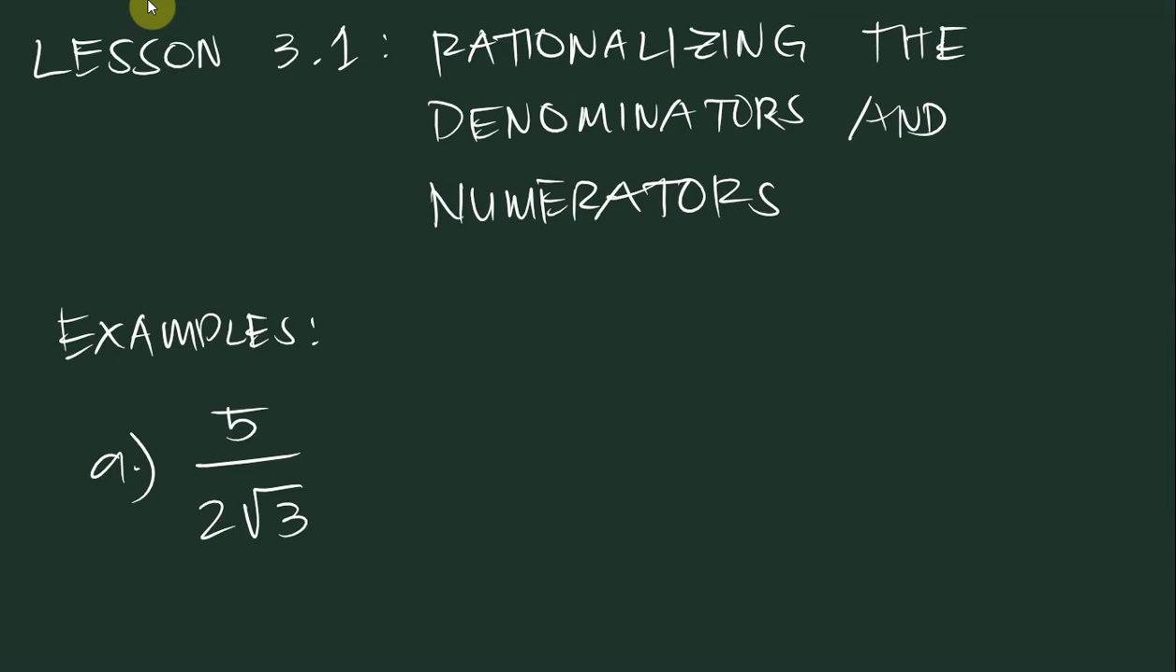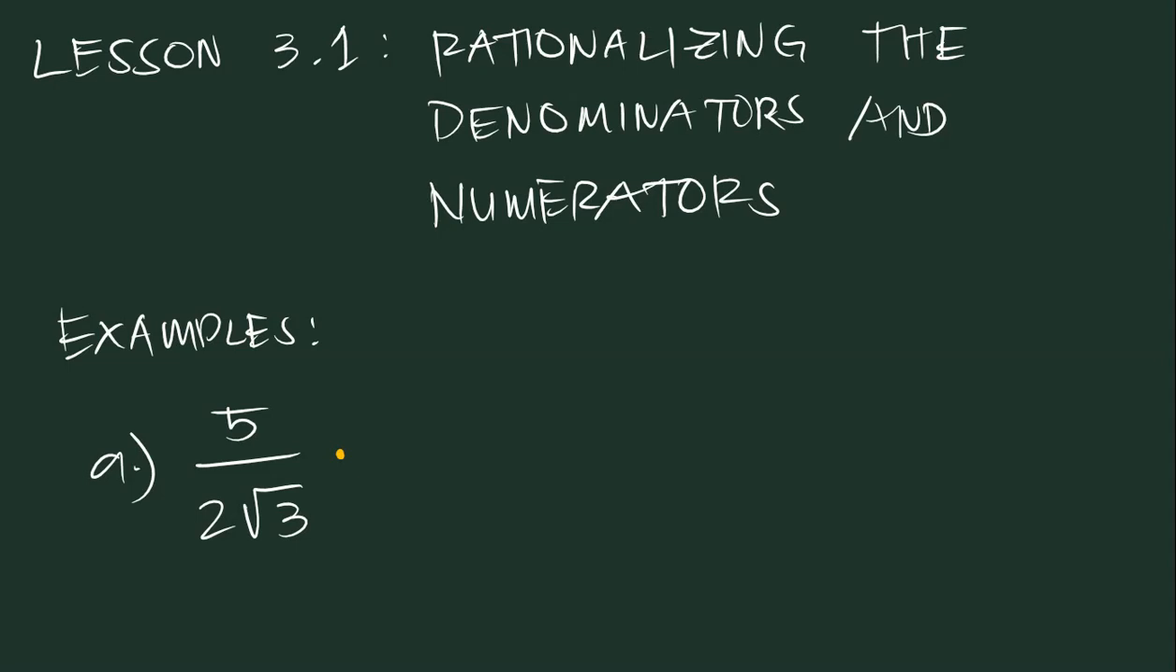Okay, so let us now proceed to rationalizing the denominators and numerators. The purpose of rationalizing denominators or numerators or both is for simplification purposes. If you want to remove the radical symbol from either the denominator or numerator or both.